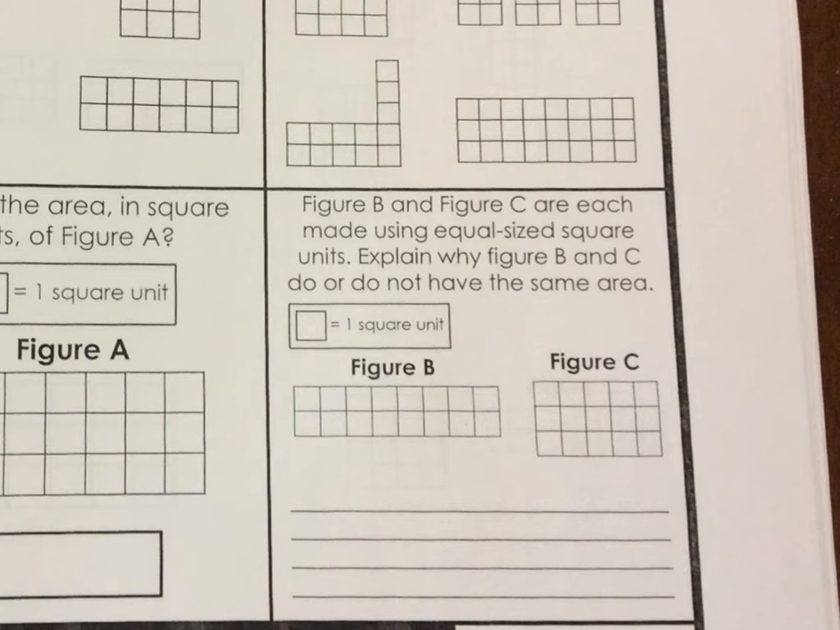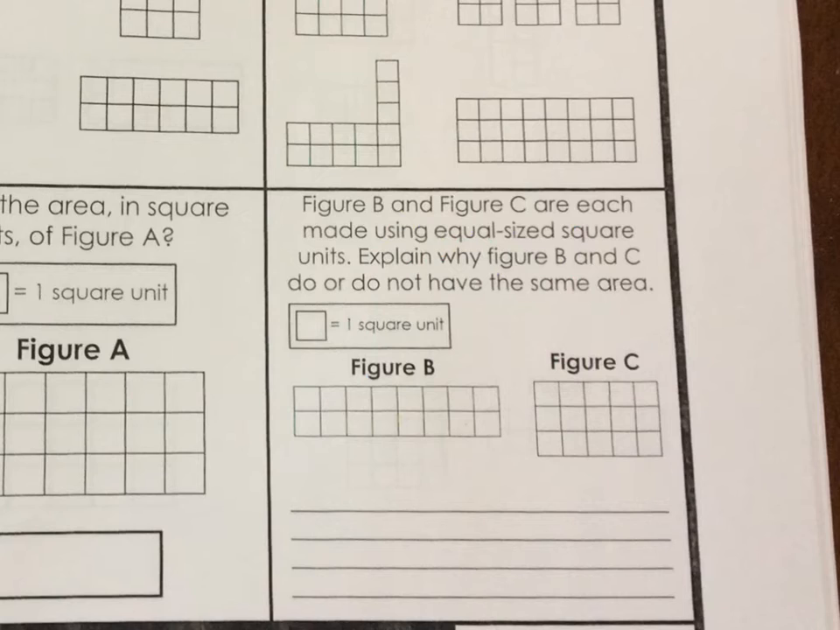Okay. Now on the next one it says figure B and figure C are each made using equal size square units. Explain why figure B and C do or do not have the same area. Okay. So here you have to explain on the bottom, restate the question within the answer. So the question says explain why figure B and C do not have the same area. So figure B and C do not have the same area because, right? So tell me, they are different. Why are they different? Okay.